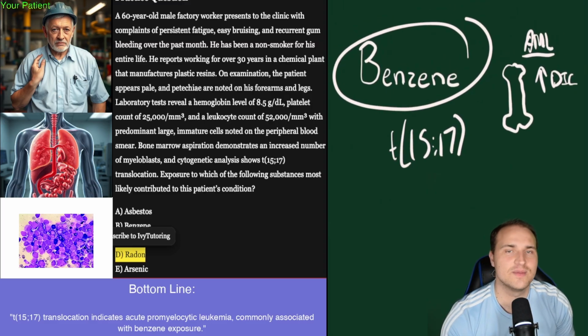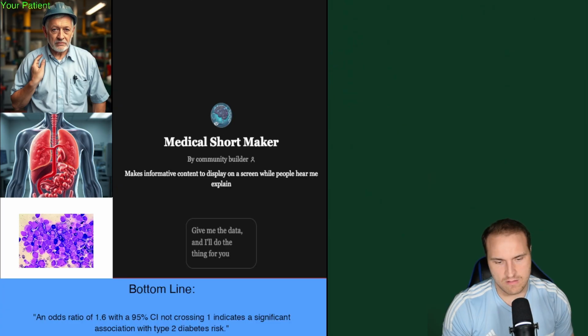So benzene can be associated with aplastic anemia and AML. Asbestos is mesothelioma and bronchogenic carcinoma. Formaldehyde is nasopharyngeal cancer and myeloid leukemia. Radon would be lung cancer. Arsenic would be skin cancer, angiosarcoma, and lung cancer.